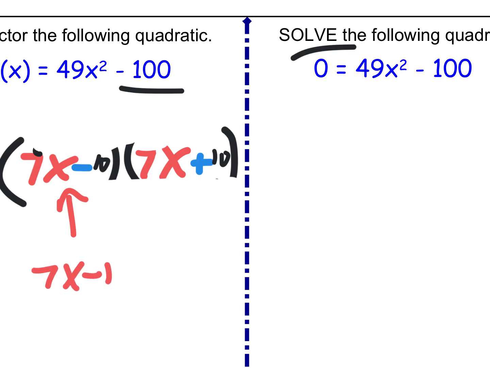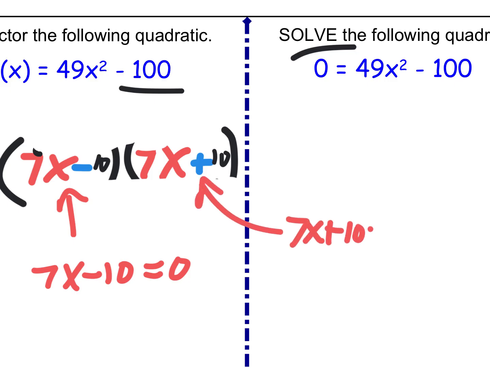7x minus 10 equals 0. It's a tiny little bite-sized equation. And then this one, 7x plus 10 equals 0. And if you can't solve them from there, I can't help you. By now, you have to know how to solve a two-step equation, or you're not going to get a good grade on this test. That's just the way it goes. Two-step equations now are kind of the minimum.